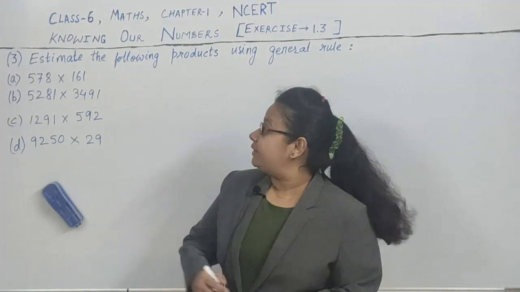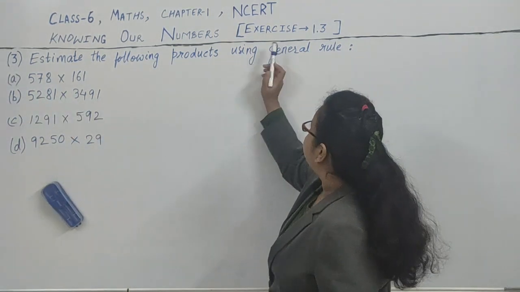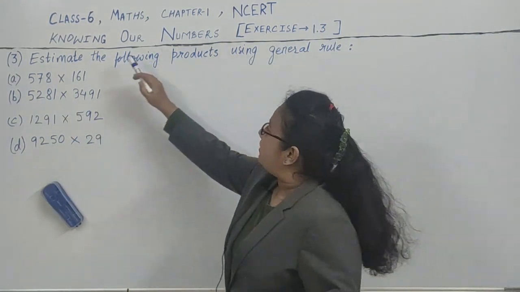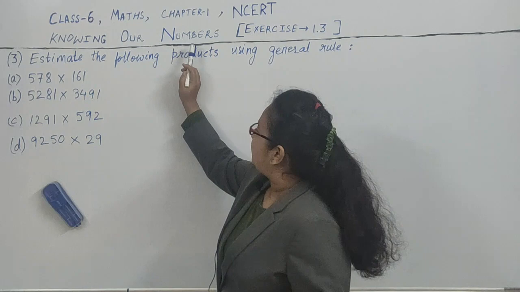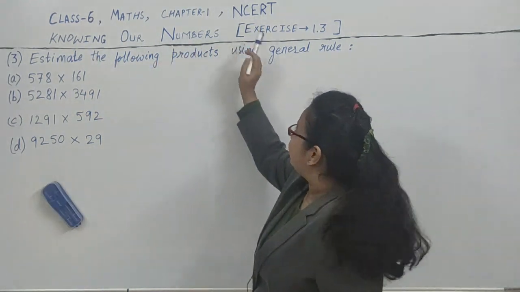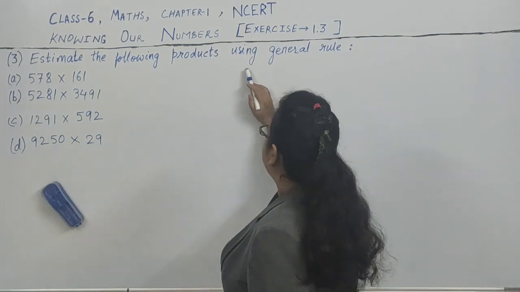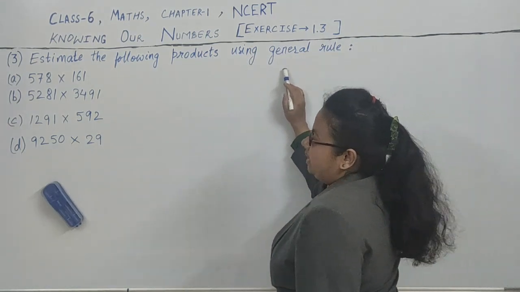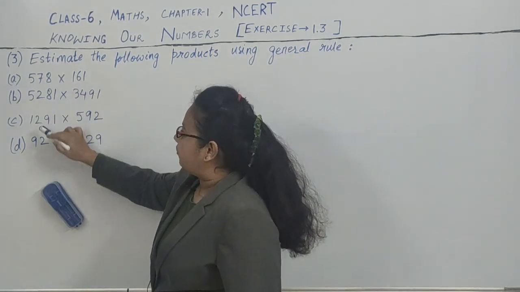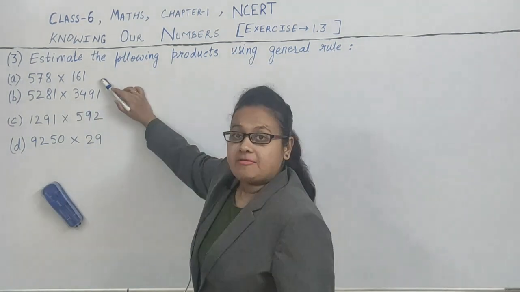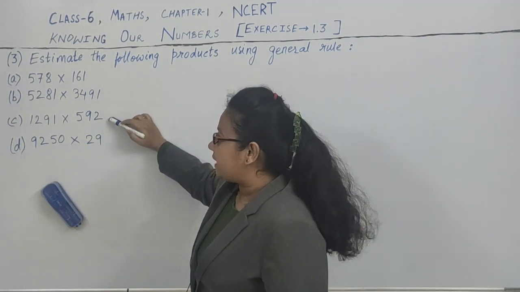In today's class, we will do question number 3 of exercise 1.3 of the first chapter, Knowing Our Numbers, from the 6th class Maths NCERT book. Now let us read the question. Estimate the following products using the general rule. So we have these four questions and we have to estimate the products.